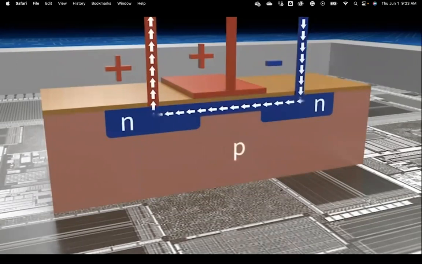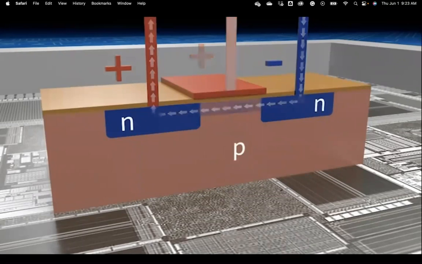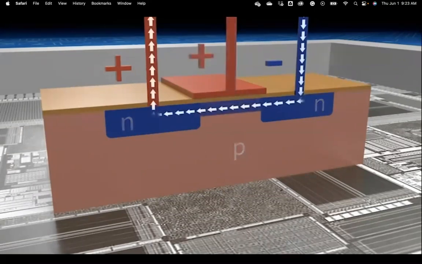In this way, the transistor can be switched back and forth between current enable and disable, between 0 and 1, on and off.